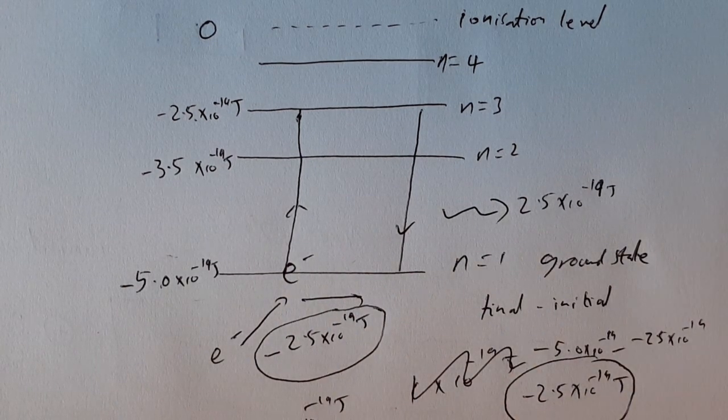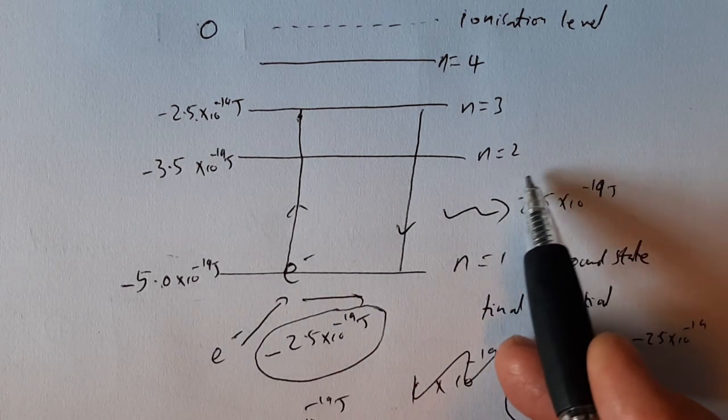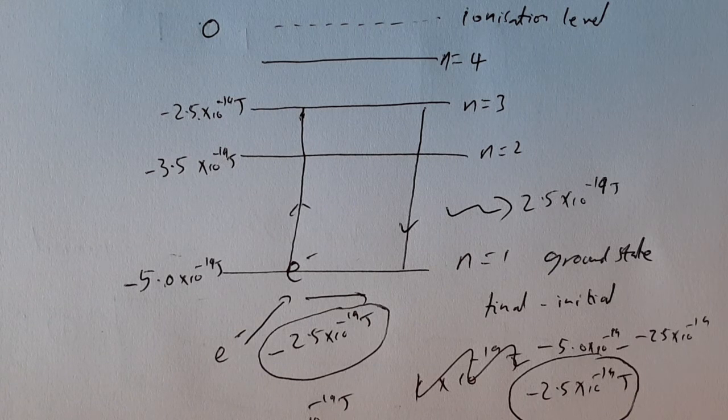Anyway, so we've got a photon. It's got energy 2.5 times 10 to the minus 19 joules. Let's have a go at working out what frequency that would give us in terms of the light involved.